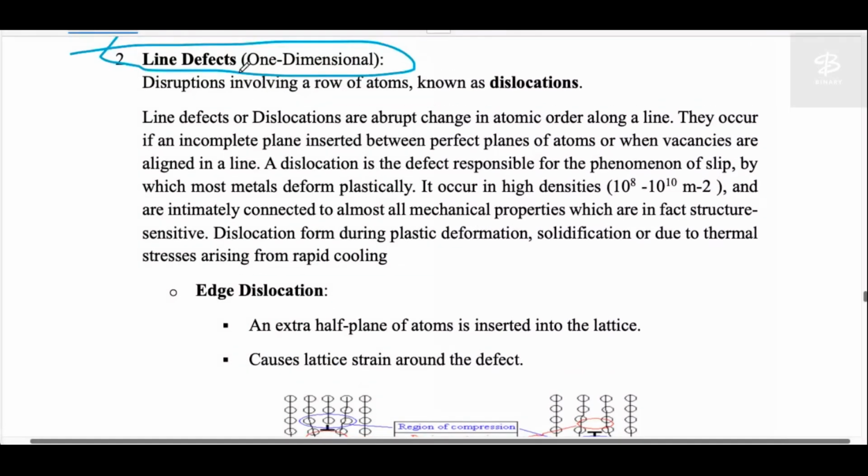Line defects, which is known as one-dimensional. Okay, so keep in mind the other names which are common in material science. So line defect is also known as one-dimensional. What this is, the deviation involved in a row of atoms, known as a dislocation.